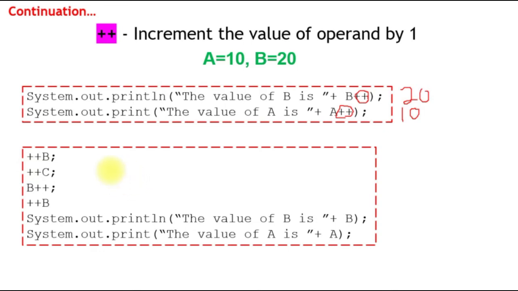Assume ulit natin. A is equal to 10 and b is equal to 20. Tanggalin po natin yung C dito. Hindi po siya kasali. Okay? Na typo error lang po. Okay? Plus B. So, dito, ano yung value ng B?